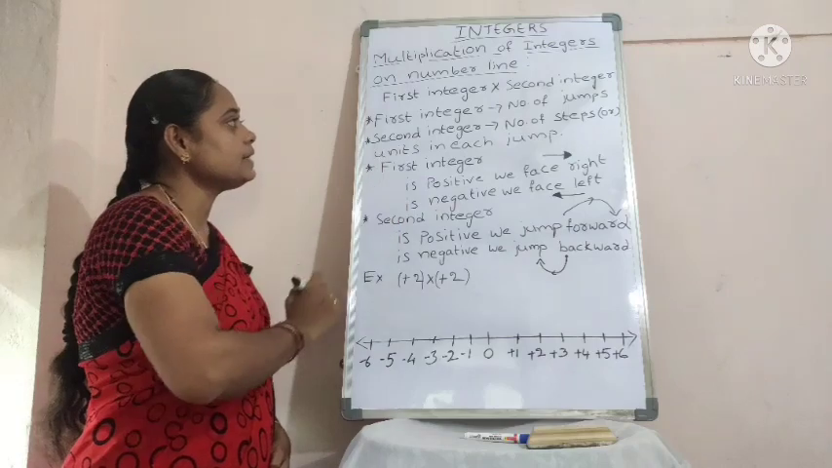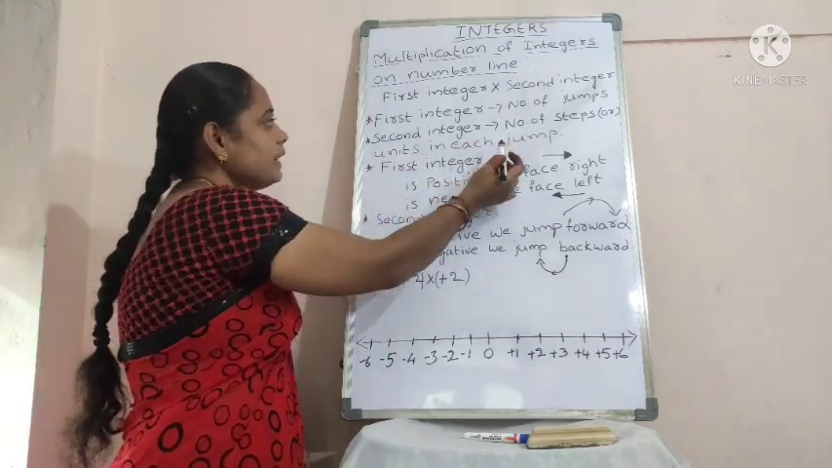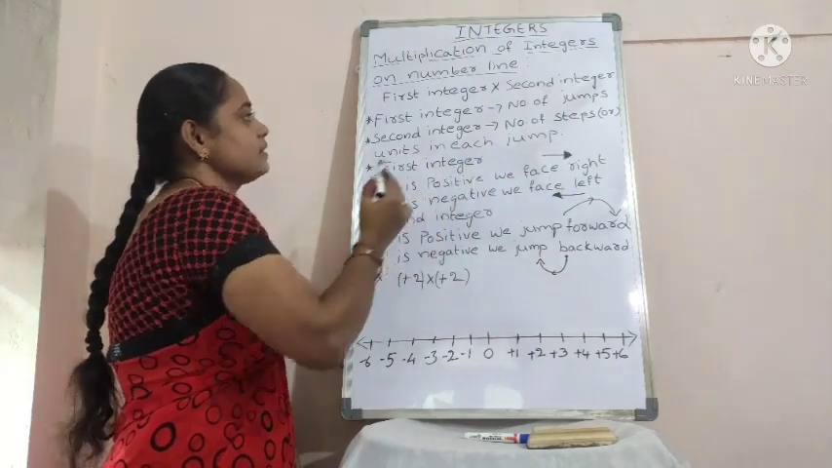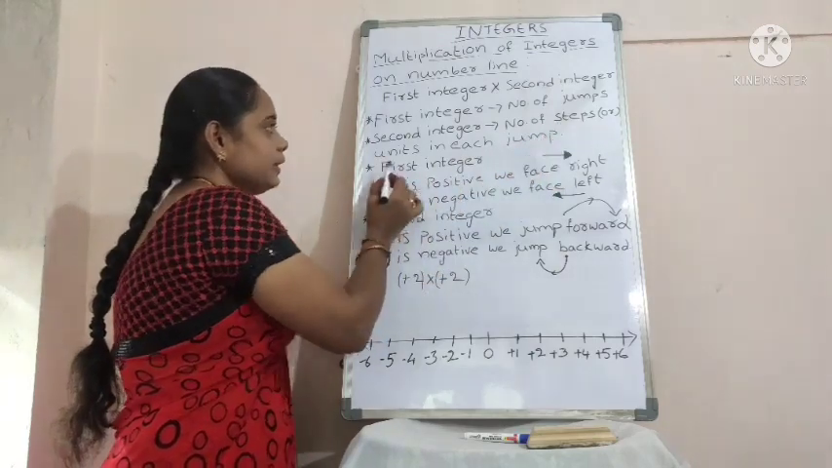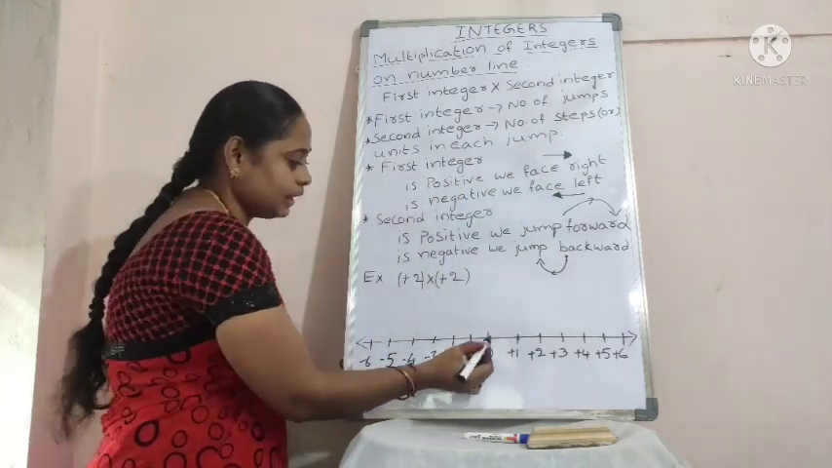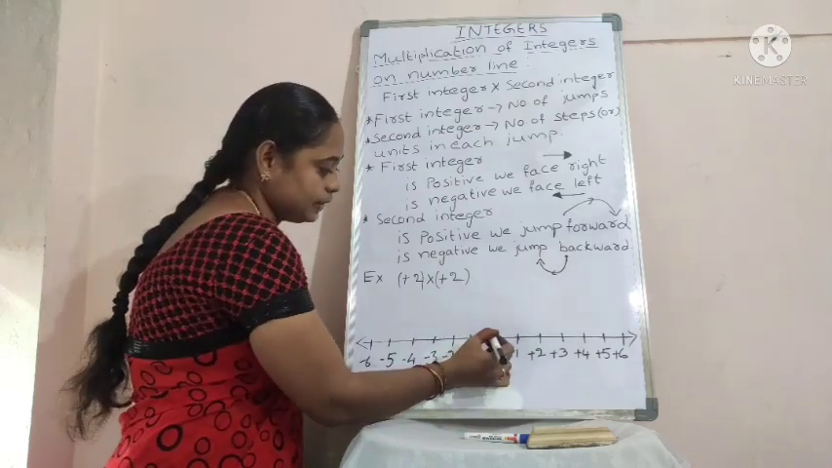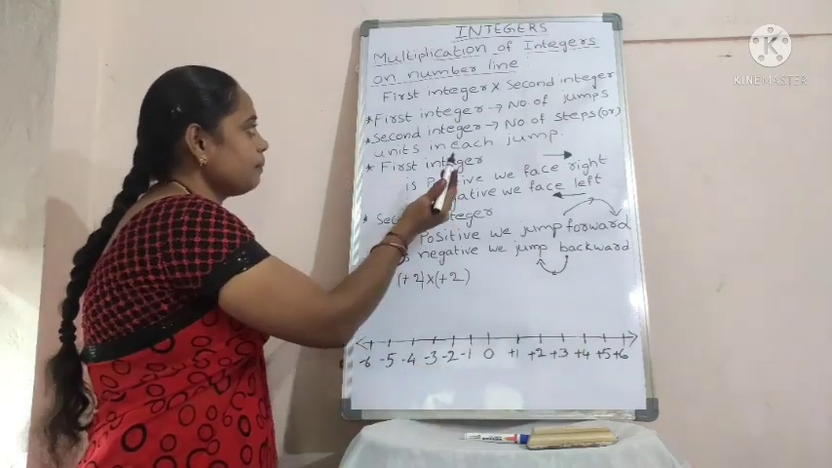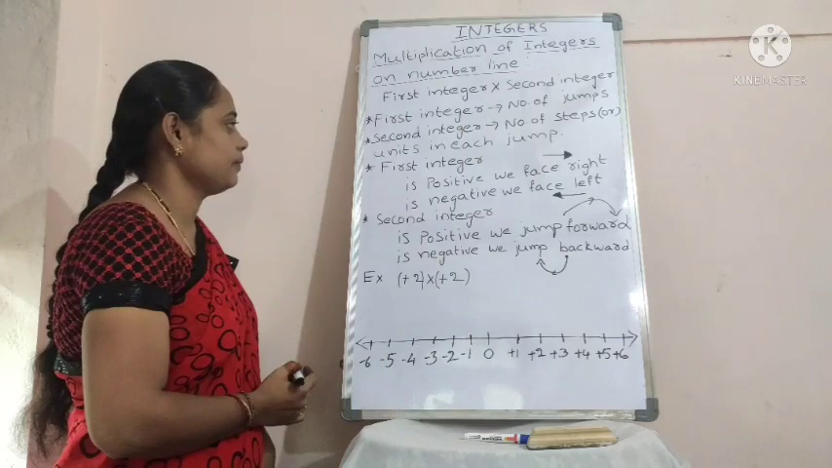In multiplication of two integers, first integer indicates number of gems. And second integer indicates number of steps or units in each gem. Here steps are units. Unit means the gap between the two integers. Here 0 plus 1. This is one step, second step, third step. So step or unit means the gap between the two integers.